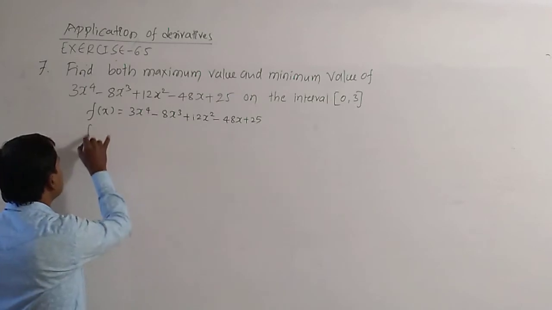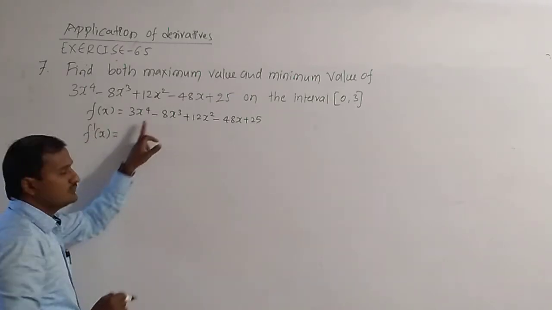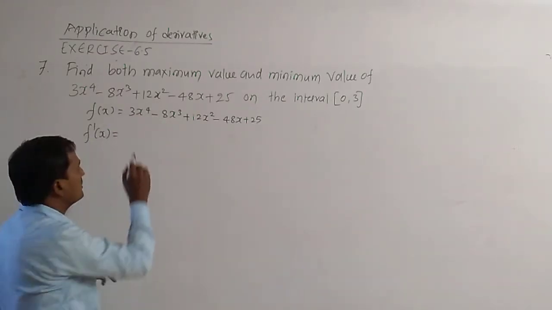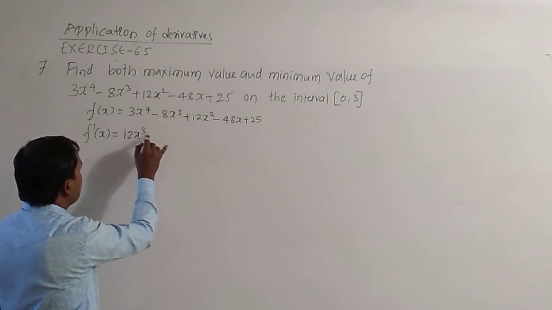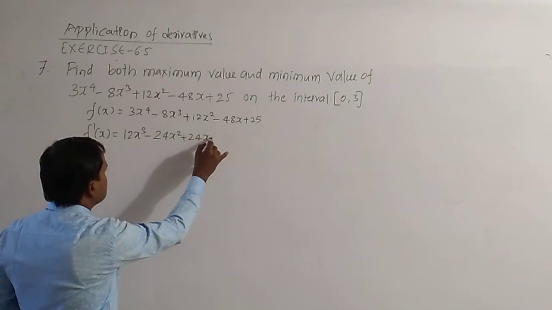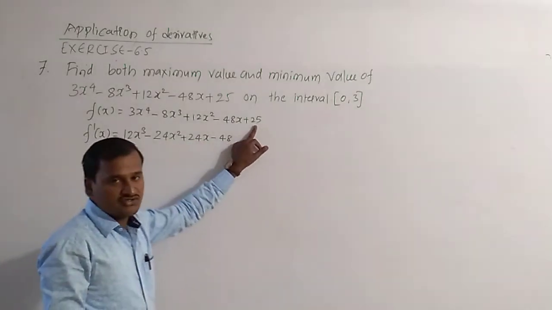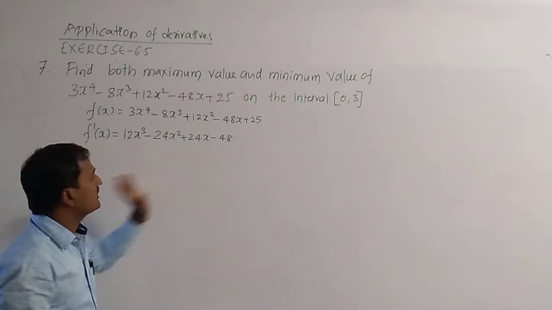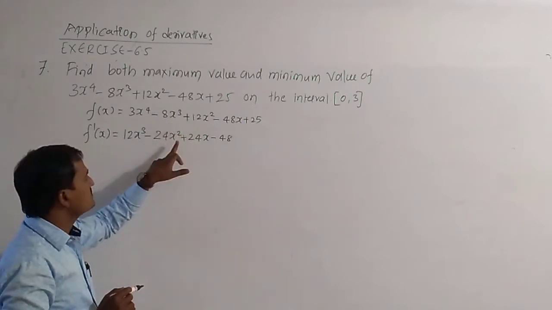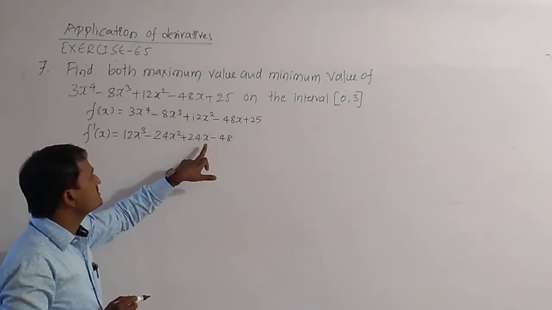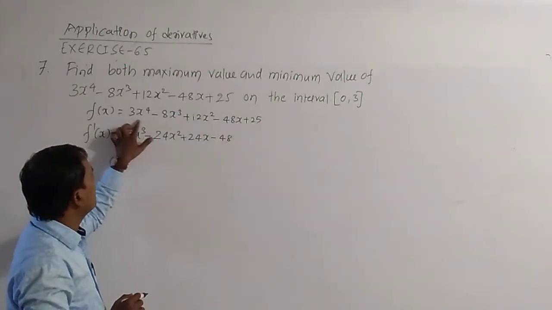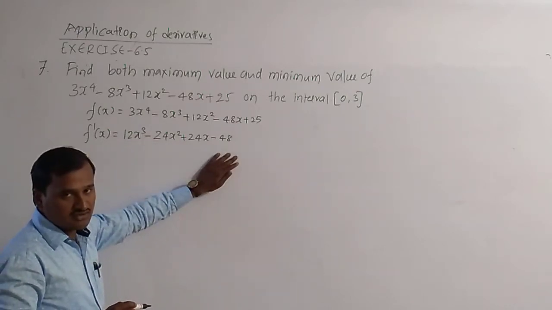Now differentiating this, we get f dash of x equal to 4 into x to the power 4, so clearly here it is 12x cube minus 24x square plus 24x minus 48, plus the differentiation of 25 which is 0. Here the differentiation of x raised to 4 is x cube, of x cube is x square, of x square is 2x, and of 48x is 48. Again I have multiplied the terms, so now I got this function.